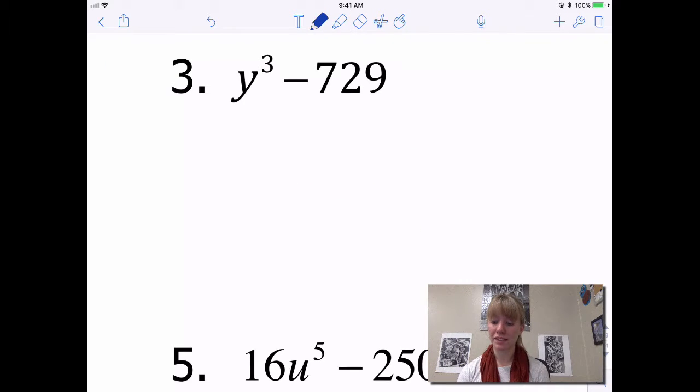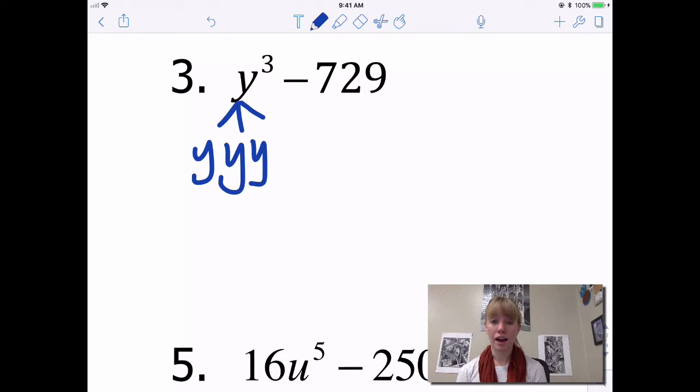Next one, y cubed minus 729. If this is a sum or difference of cubes, I should be able to write each term as something times itself 3 times, so y times y times y is y cubed. 729 is 9 times 9 times 9. Double check that in your calculator if you need.